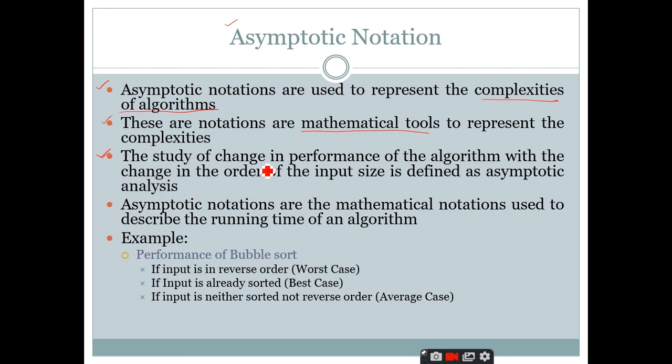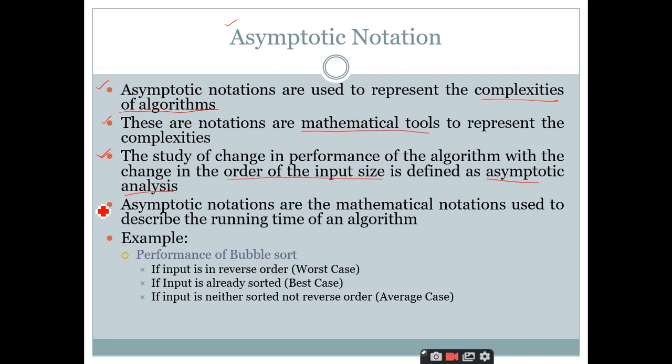The study of change in performance: how the performance of the algorithm is going to change with the change in the order of input size. So all these asymptotic analyses are based on the inputs that you give to the algorithm, right? How the performance of the algorithm is going to change when you change the input is analyzed based upon this asymptotic analysis. Is it clear up to this point?